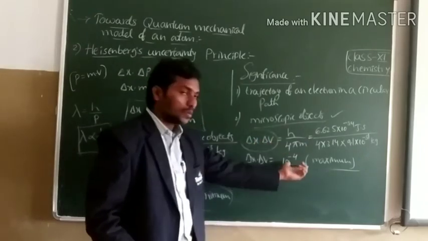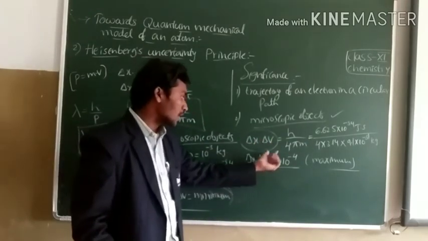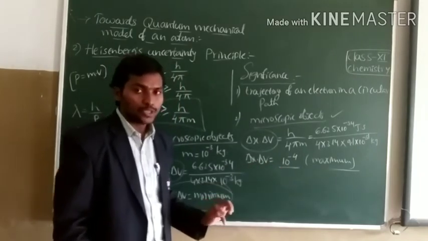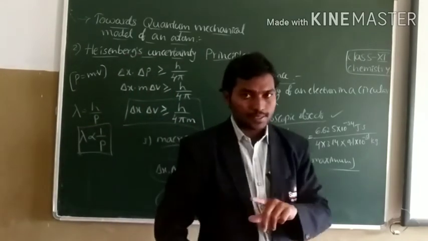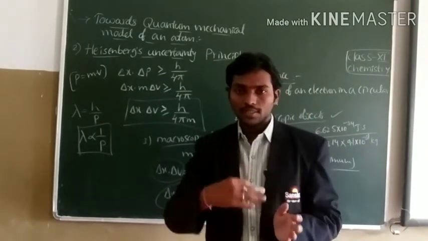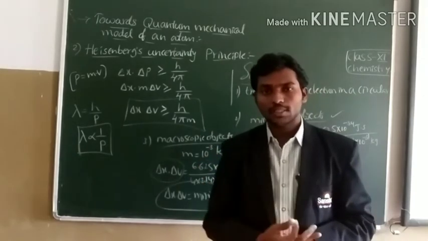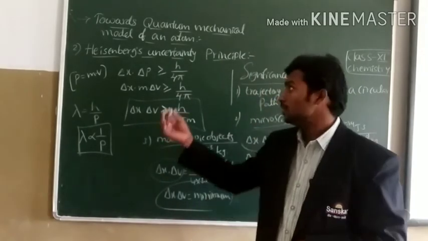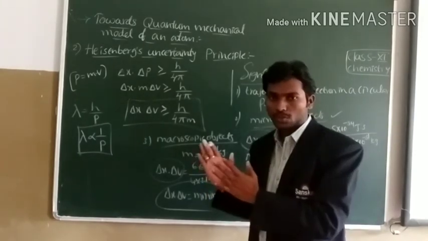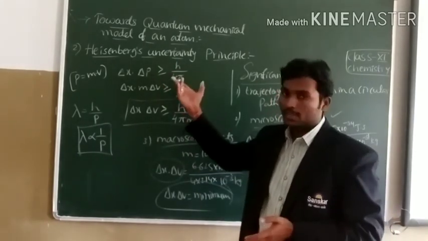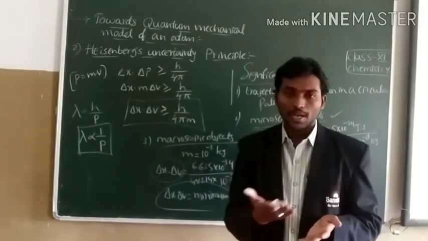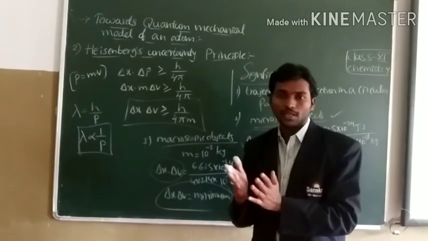For microscopic objects, the uncertainty in position and velocity is maximum. That is the reason why it is impossible to measure simultaneously the exact position and exact momentum of an electron at a given instant in circular orbits. That's why Bohr's theory failed according to Heisenberg's uncertainty principle. So these two theories, dual nature of matter and Heisenberg's uncertainty principle, gave the idea of the quantum mechanical model of an atom.